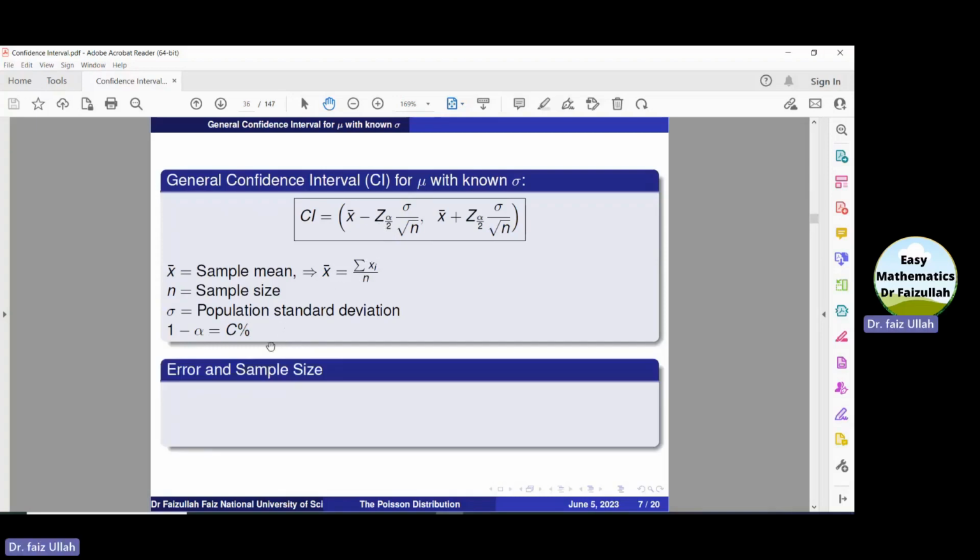With the help of this procedure, we can also find the error by using this formula. Error is equal to z alpha by 2 into sigma over under root n. We can also find the size of the sample by using this formula. n is equal to z alpha by 2 into sigma over e, whole square.